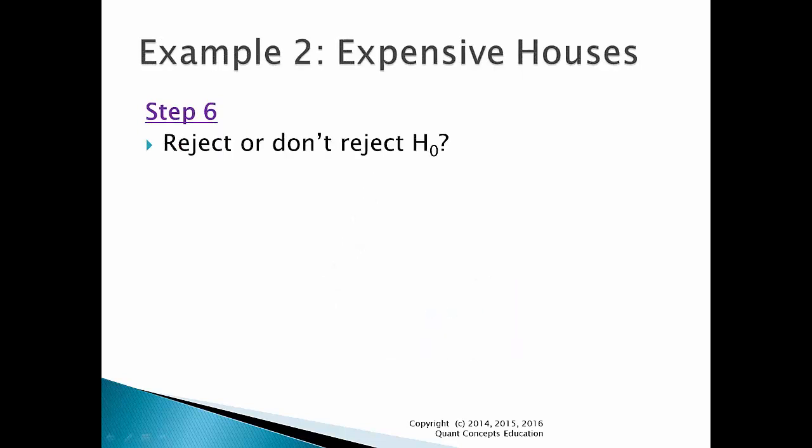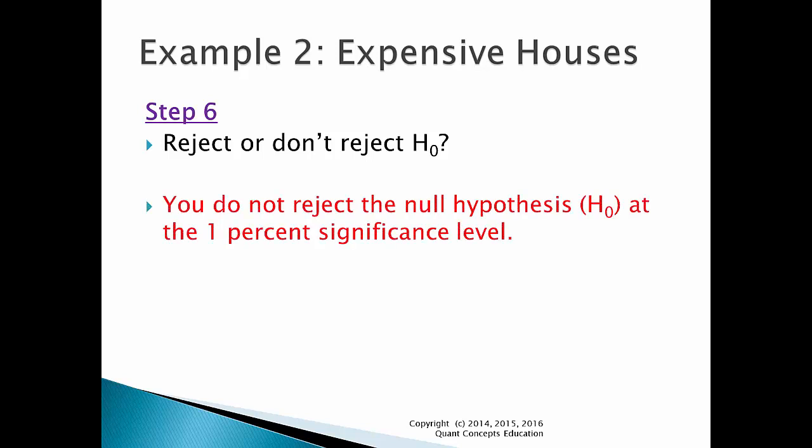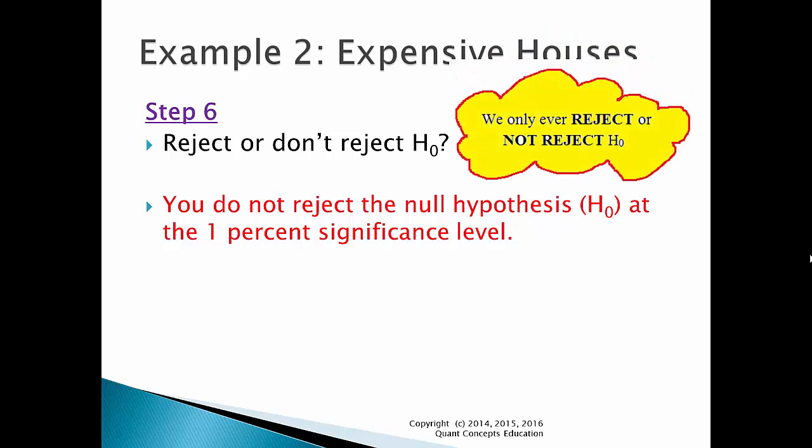So step 6 is figuring out whether you reject or don't reject the null hypothesis. Since the sample mean was outside the rejection region, you don't reject the null hypothesis at the 1% level. Remember, we only ever reject or not reject the null hypothesis. Never say that you accept the null hypothesis. I get this all the time when marking exam papers. It's a very common mistake that can lose you some marks. Finally, it's always good to write a sentence concluding your findings.